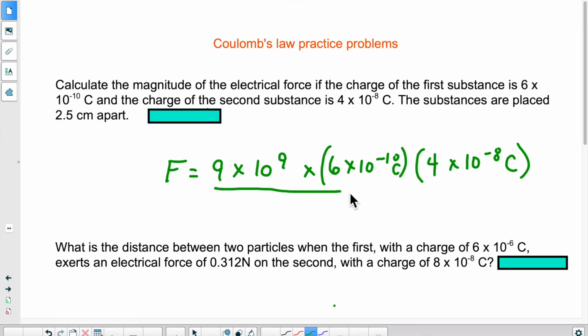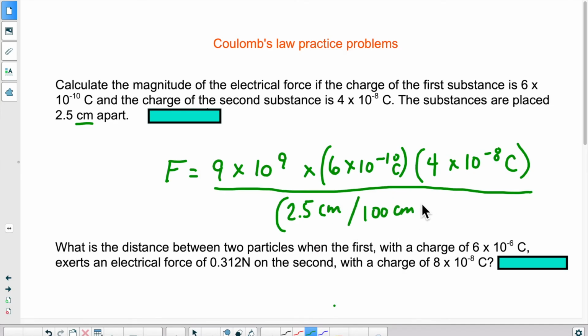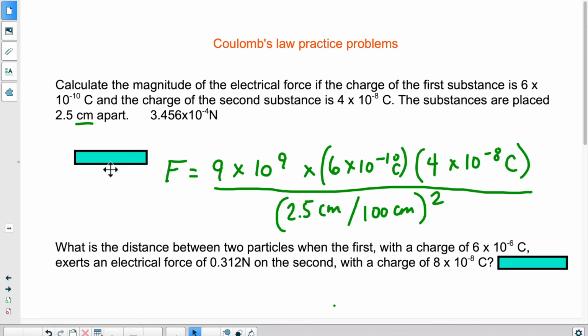And divided by the distance squared. Now remember, this is in cm, but it has to be in meters. So I would have 2.5 cm divided by, there's 100 cm in 1 meter, and I have to square this. Okay, so this I have to convert into meters and then square it. And that would give me 3.46 times 10 to the negative 4 newtons. Okay, so it's just really, as I would call it, plug and play. You put in the numbers and you solve.